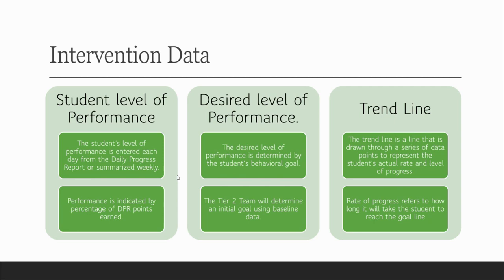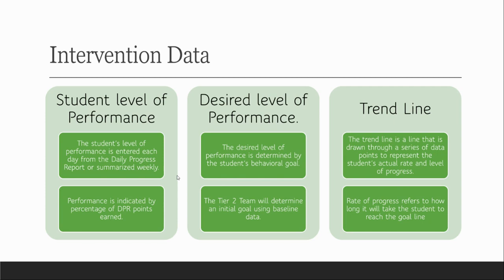The second thing it should include is the desired level of performance. The desired level of performance is determined by the student's behavioral goal. So in the case that we looked at just a second ago, it was 80%. The tier 2 team will determine the initial goal using that baseline data.